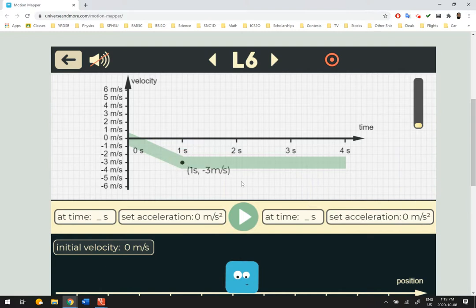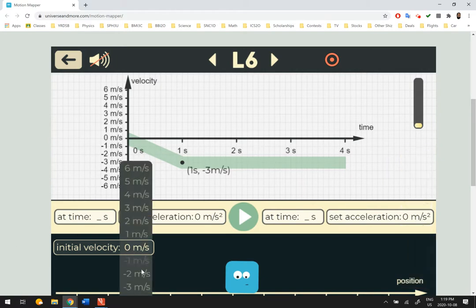Again, we can see that there's going to be a little change over here. So at what time is there going to be a change in the acceleration? And then we need to set the initial velocity. Now, the easiest one is the initial velocity.